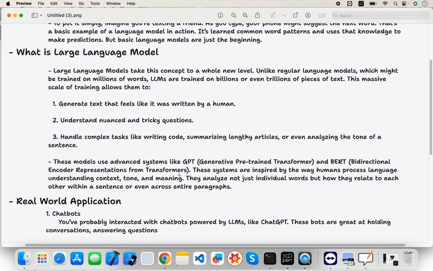So the large language model, an example of it is the so-called ChatGPT, right? GPT is Generative Pre-trained Transformer, and BERT is Bidirectional Encoder Representations from Transformers. So these systems are inspired by the way humans process language and understand the context, tone, and the meaning as well, right? So they are not analyzing individual words.